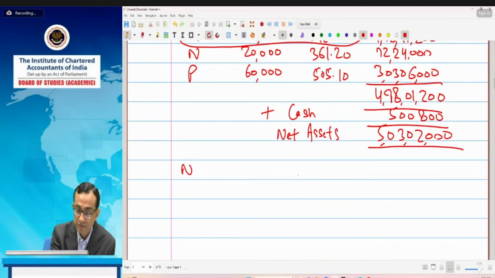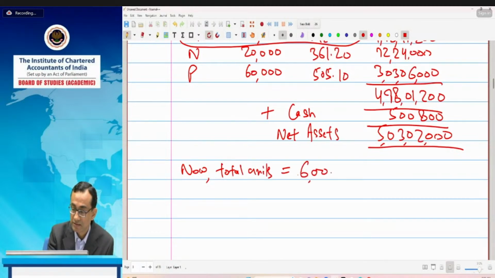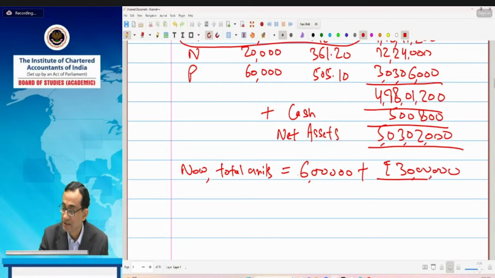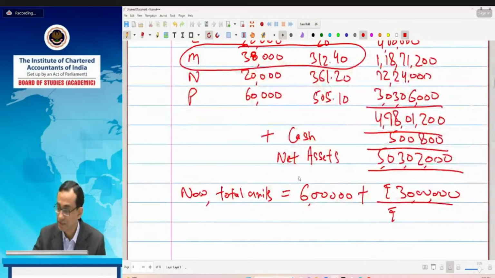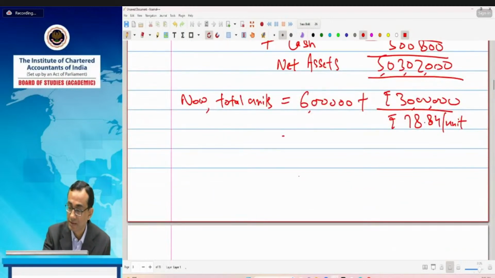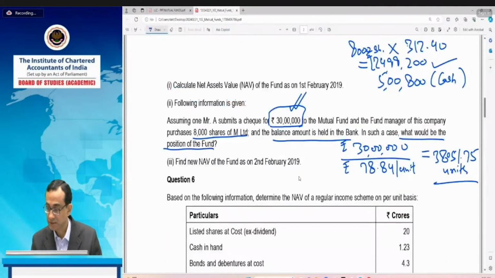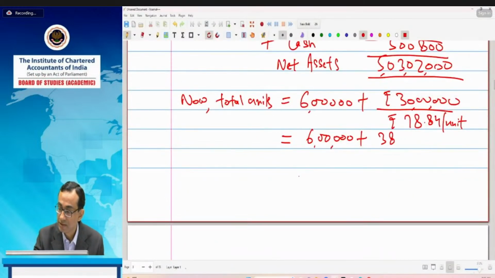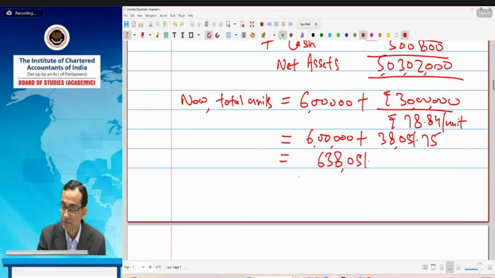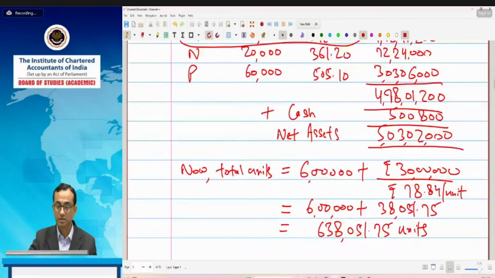So now the total units will be 6 lakh plus rupees 30 lakh divided by the NAV, that is 78.84 per unit. Okay. So it will be 6 lakh plus the amount we have calculated, 38,051.75. So it will be 6 lakh 38,051.75 units. Now the total units. So this is actually the current position of the fund.